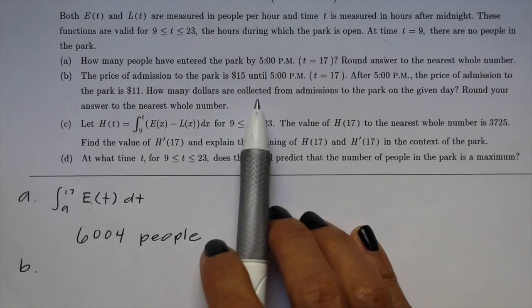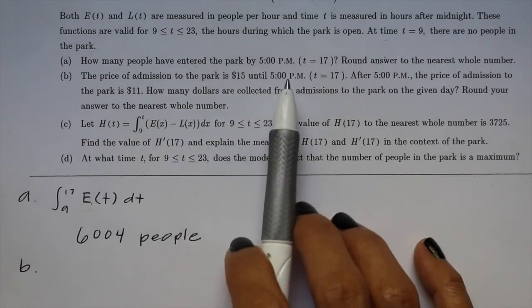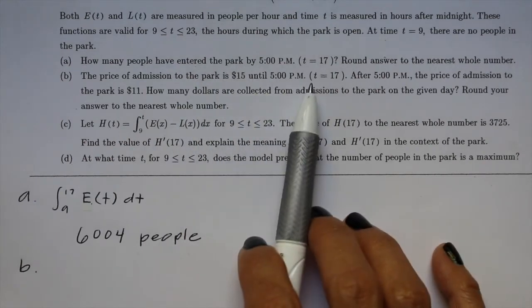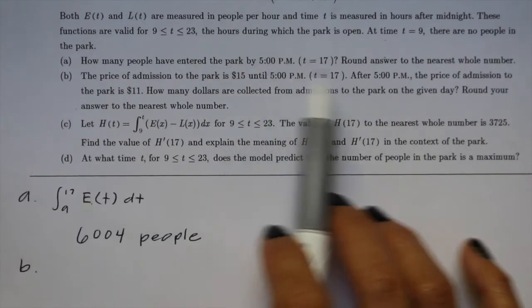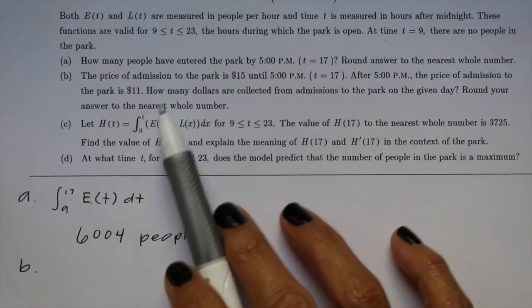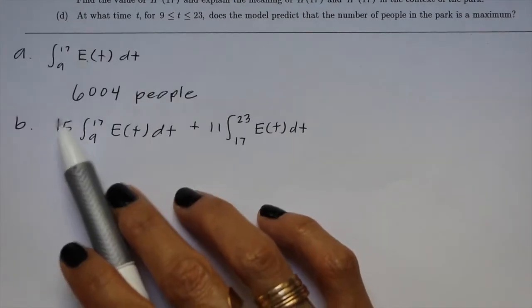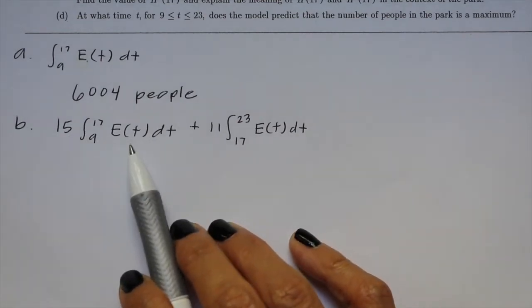To find how many dollars are collected from admissions, we're going to take the price of admission times the number of people who enter the park during that time period. So up until 5 p.m., the price of admission is $15, and then after 5 p.m., your price of admission is going to be $11. So let's go ahead and set that up. Here we have $15 times the integral from 9 to 17 of E of t dt.